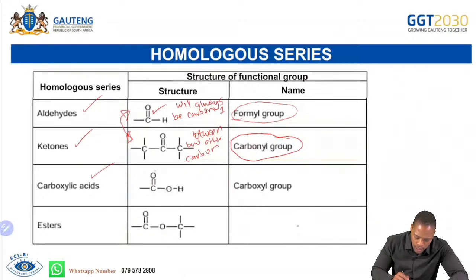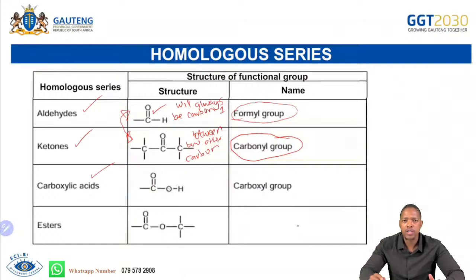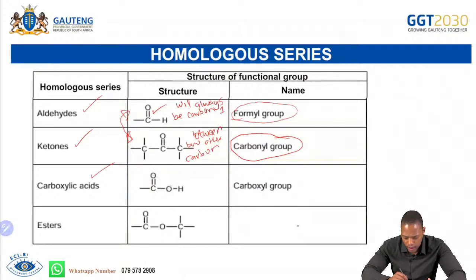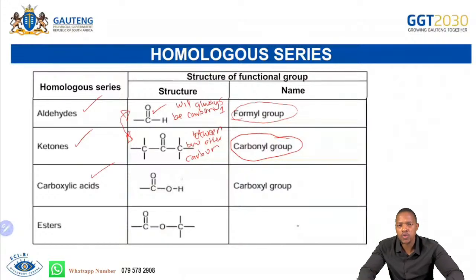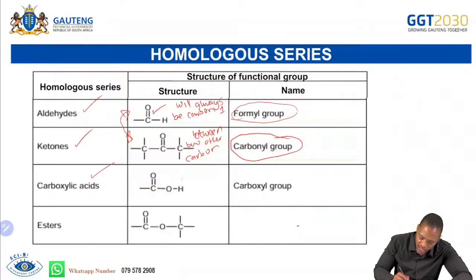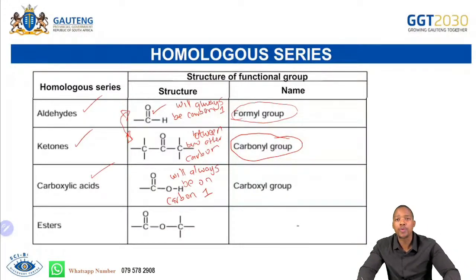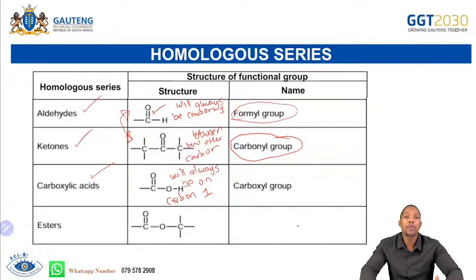So they are going to have a double bond O. I usually call it double bond O, because you have this double bond O, then you have another O. Then it is connected to what? To a hydrogen. And this, again, like the aldehyde, will always be on carbon number 1. For it to be a carboxylic acid, it must be on carbon number 1. The moment it moves from carbon number 1, it's no longer a carboxylic acid.